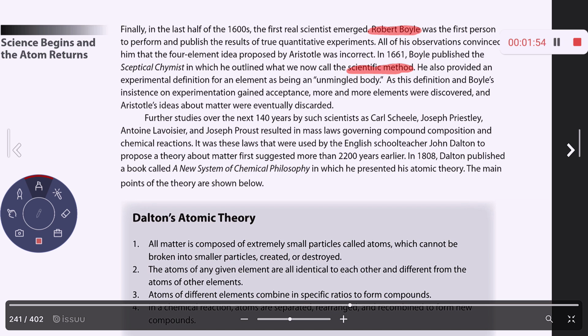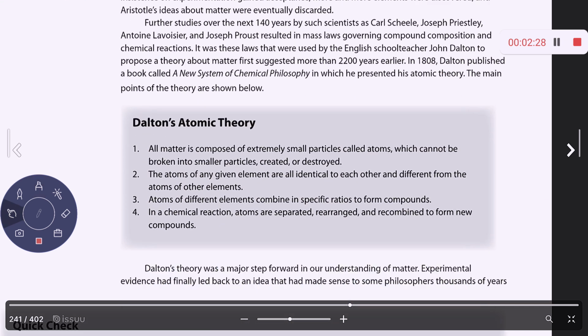Later on, there were other scientists, Carl Scheele, Joseph Priestley, Antoine Lavoisier, and Joseph Proust, that came up with some laws pertaining to what substances are made of and how we follow the mass changes during chemical reactions. And then John Dalton, an English teacher, proposed a theory known as the atomic theory, and his points for the atomic theory are relatively important. Okay, so let's take a look at them.